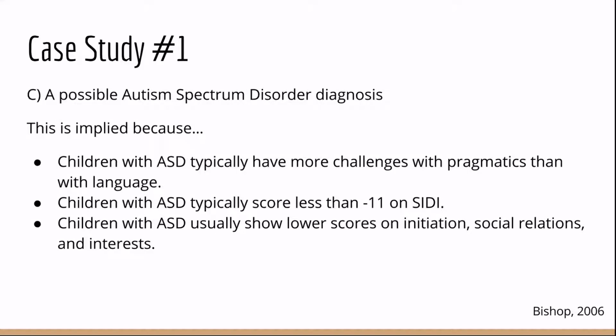The correct answer to question number 1 is C. A possible autism spectrum disorder diagnosis. This is the correct answer because children with ASD typically have more challenges with pragmatics than they do with language, which Oliver's CCC-2 scores implied. Children with ASD also typically score less than 11 on the SIDI, and Oliver scored -15. Children with ASD also usually show lower scores in initiation, social relations, and interests, as Oliver did.